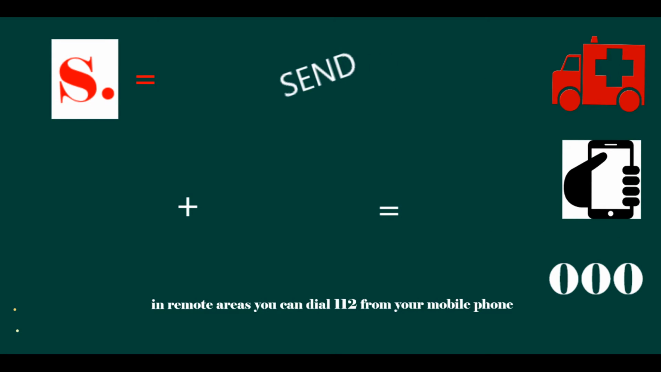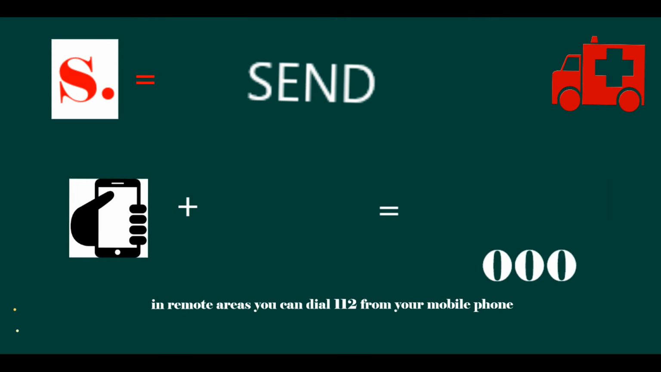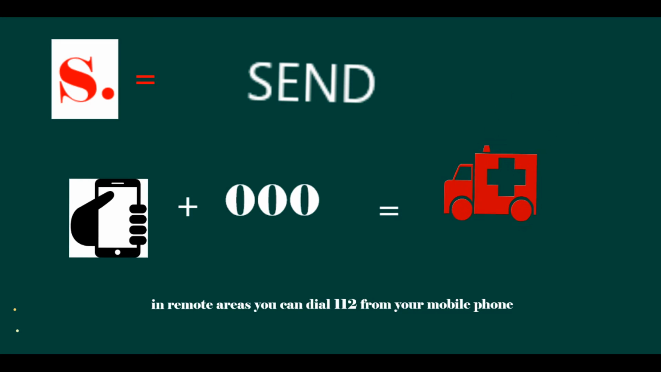S stands for send. Send for help right away. Grab a phone, call 000 and ask for the ambulance. Tell them clearly where you are. If you're in a remote area, remember you can dial 112 from your mobile phone. It's best to get another person to do this. Have a think about why this might be.